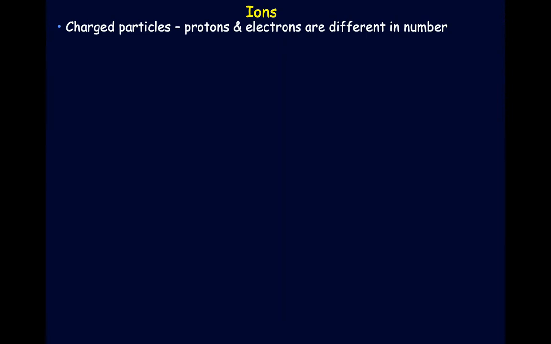An ion is a charged particle where the protons or electrons are different in number. So you have different numbers of protons and electrons, and that's why you give rise to a charge. Again, protons are positive and electrons are negative. So when they're the same, you have a neutral atom. But when they're different, things happen.